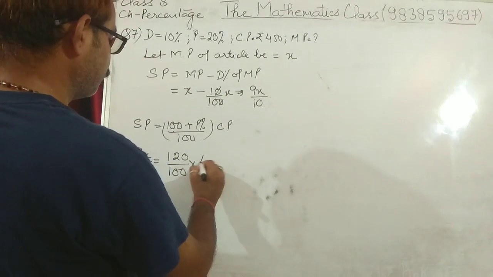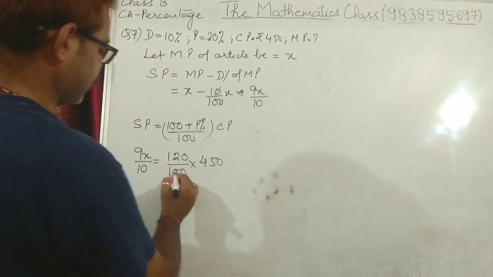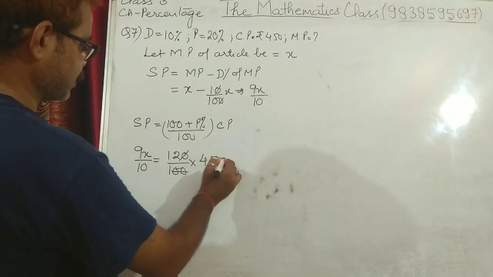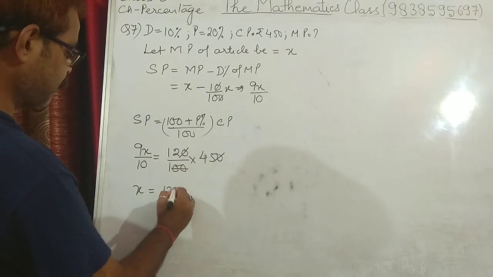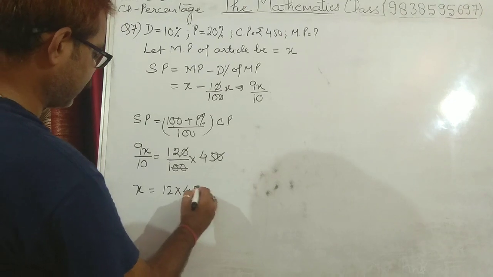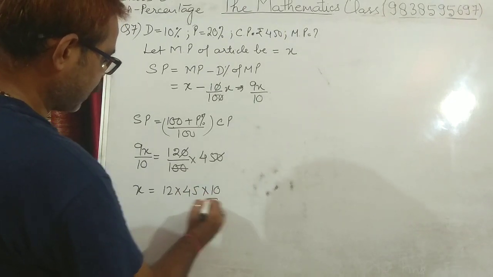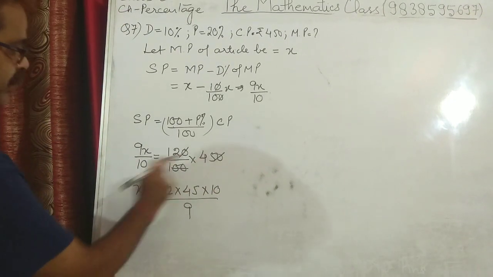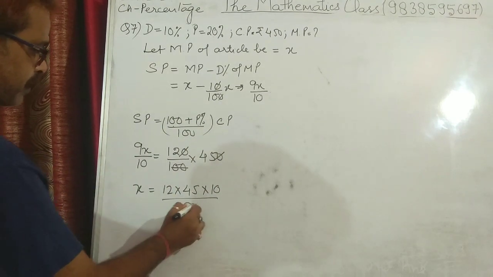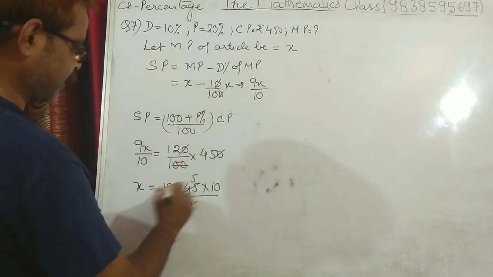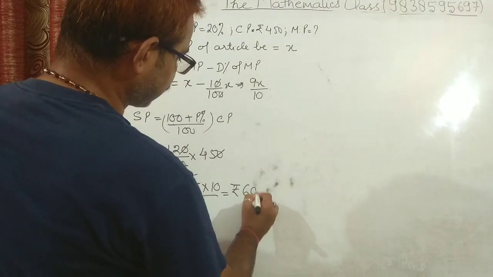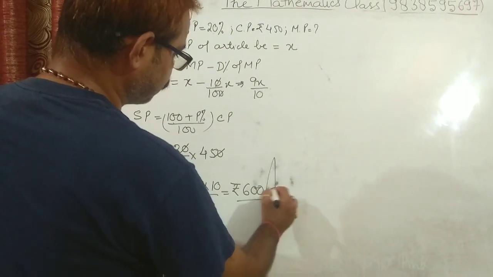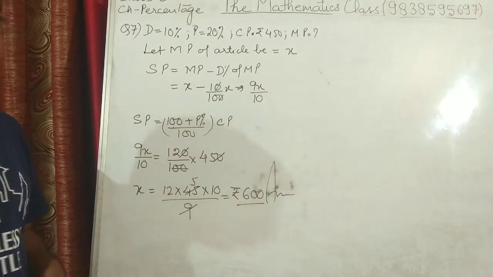Cost price is given, 450. These two zeros cancel, this and this zero cancel. So X can be written as 12 into 45 into 10 upon 9. Cross multiplication. 10 goes to this side, 9 comes to the denominator. 9 5s are 45, 12 5s are 60, and 10s are 600. So the mark price of the article is rupees 600.